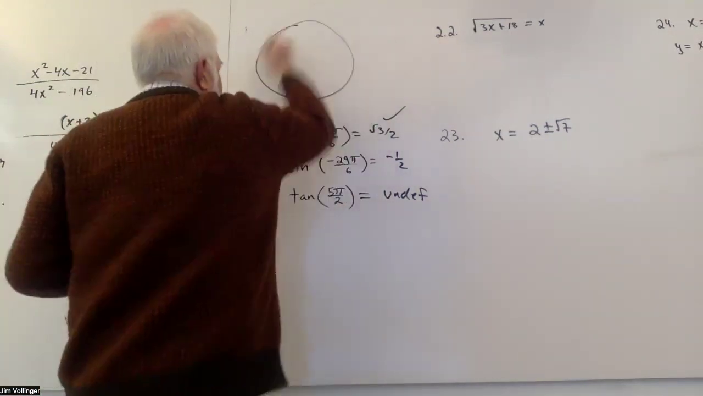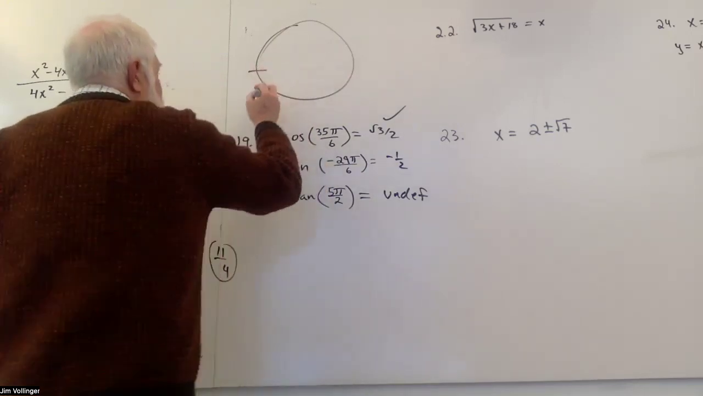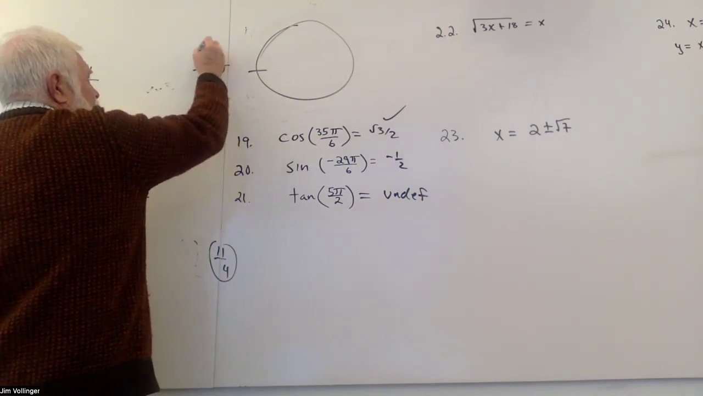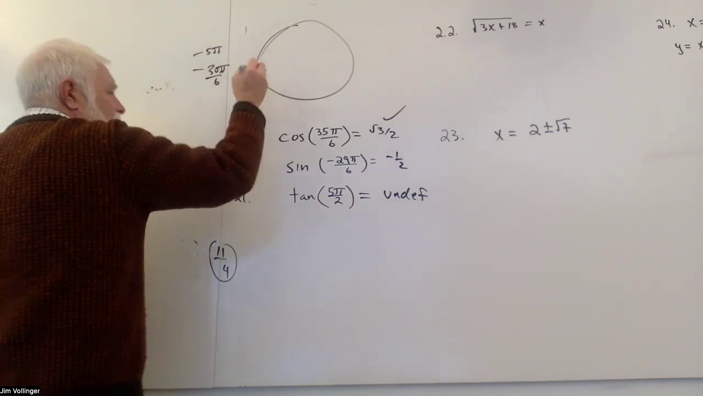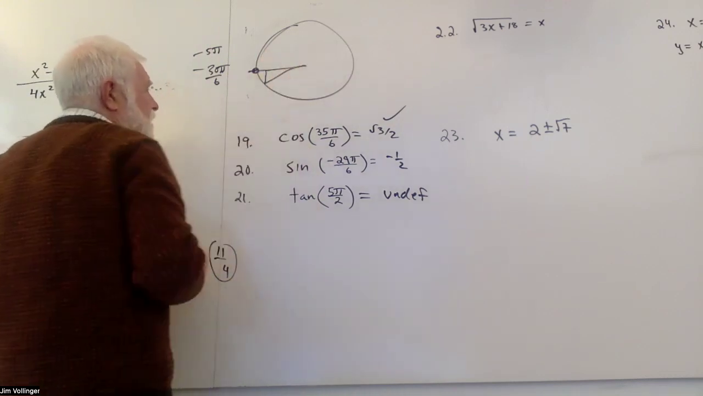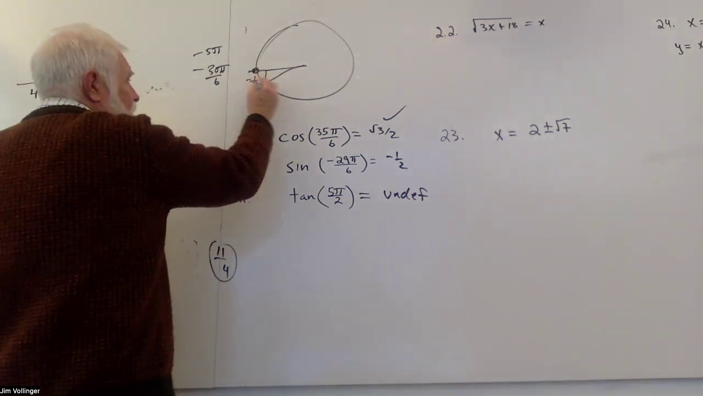But they're not too bad, but that one was pretty bad. Minus 29 pi over 6 is pretty close to minus 30 pi over 6, and this is minus 5 pi. The odd are on this side. Minus 29 is one less. So that's it, and it looks to me like I've got minus a half.